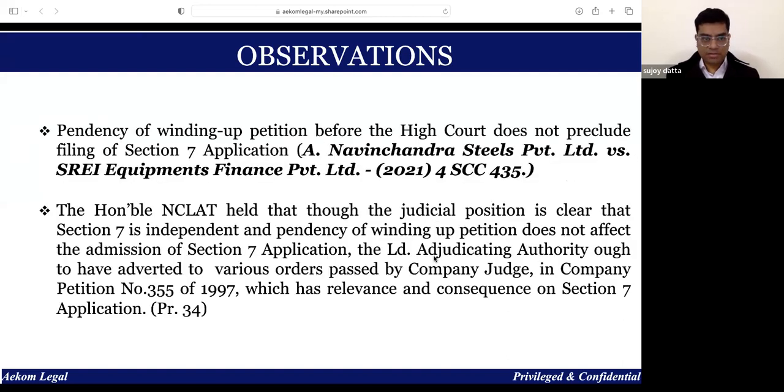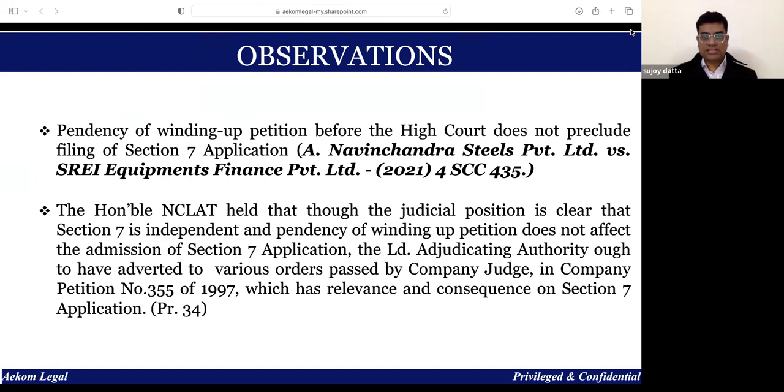Now, coming forward, one more aspect of the law which was clarified in this judgment was that irrespective of the existence of a winding up petition, a Section 7 application can still be filed. And that is something that was decided by a previous judgment, A. Naveen Chandra Steel versus Shree Equipment Finance Private Limited. I've put the citation on screen.